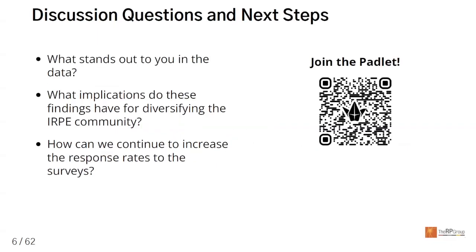All right, so first and foremost, if you could go ahead and join this Padlet, it is in the chat as well at this point. We have a few questions for you to think about as we're going through this. What stands out to you in the data? What implications do these findings have for diversifying the IRPE community? And how can we continue to increase the response rates to the survey? I did a little bit of a spoiler there in the very beginning, I suppose. But for everyone, please join that. Did everyone get that? I just want to check and make sure everyone was able to join as we're going through. Perfect.